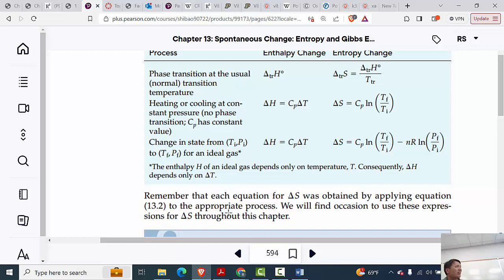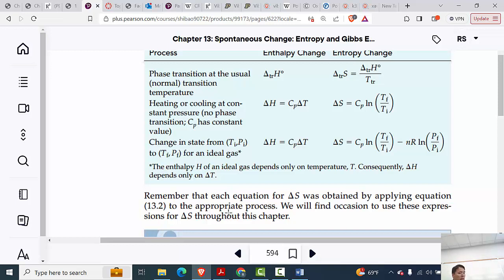So we use some calculus to come up with it, and we come up with this equation here. We see that delta S is related to Q. Q is also heat under certain conditions. So Q over T, Q reversible over T.